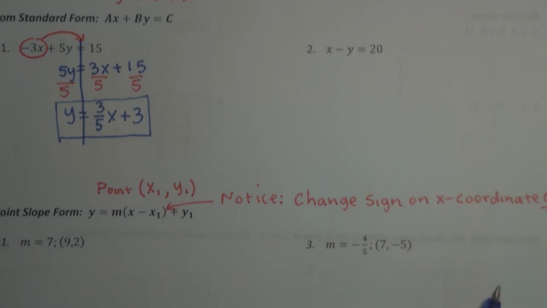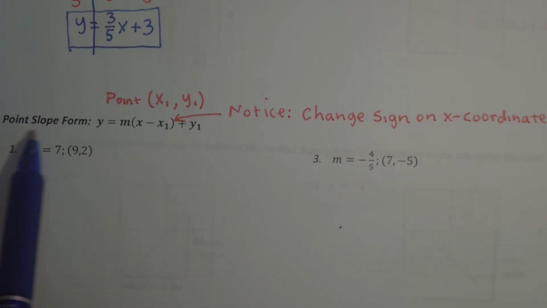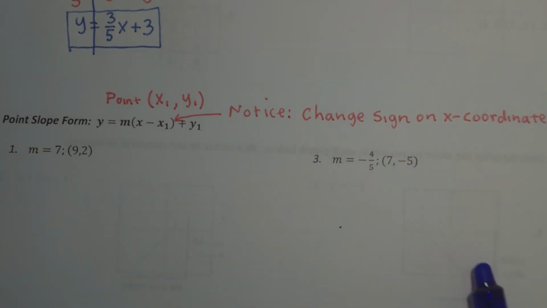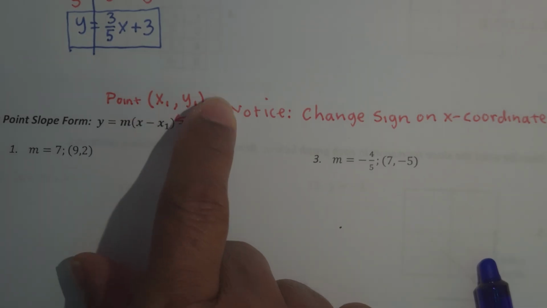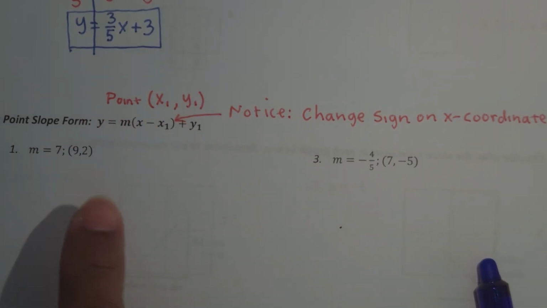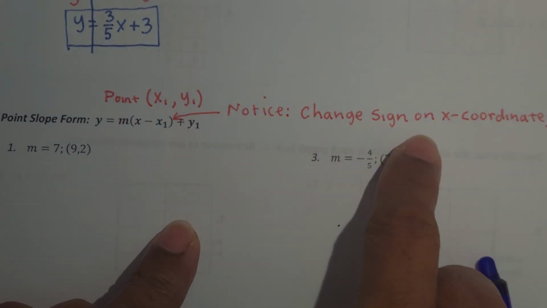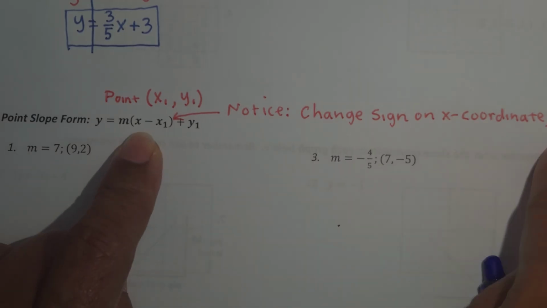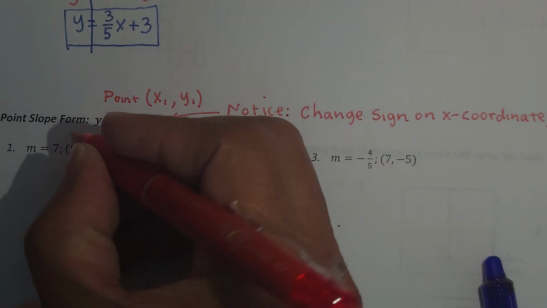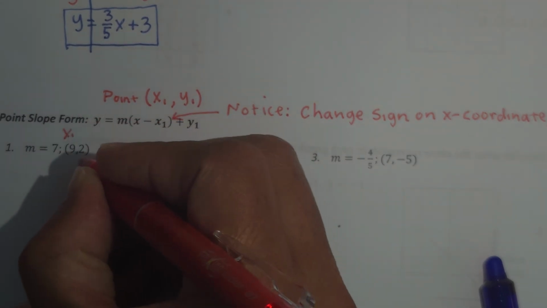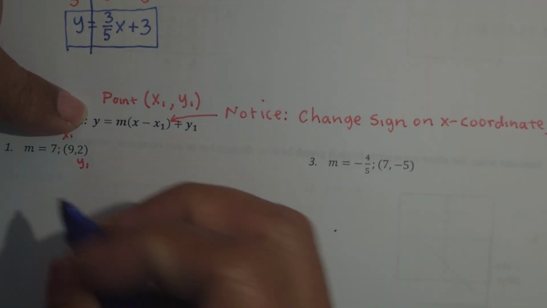So we'll do this one in class. Let's go on to example number 1 for point-slope form. Notice, in point-slope form, this is a point, meaning you have an x coordinate and a y coordinate. We're going to use this formula in the next 2 examples in this video. Notice that we change the sign on the x coordinate in the formula only, but we don't change the sign of the y coordinate. In this case, this is x1 and this is y1. So I'm going to follow this formula here.